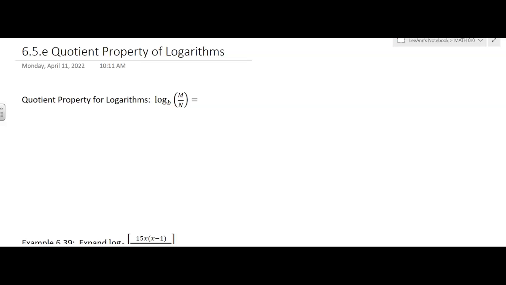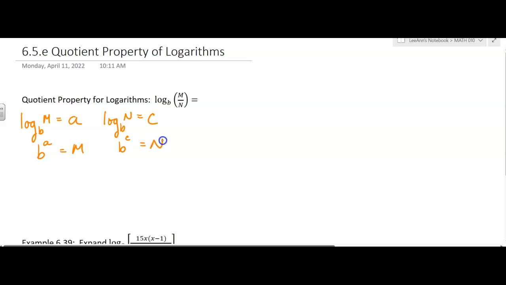Okay, so we're going to establish the quotient property similar to the way we did the product property. And we're going to say log base b of m equals some value a, and log base b of n equals some value c. Now we're going to convert those to exponential form. So b to the a equals m, and b to the c equals n. Well, then we want to know what m divided by n is.